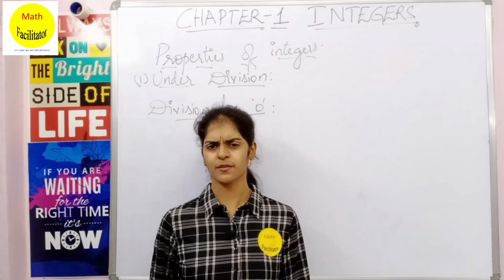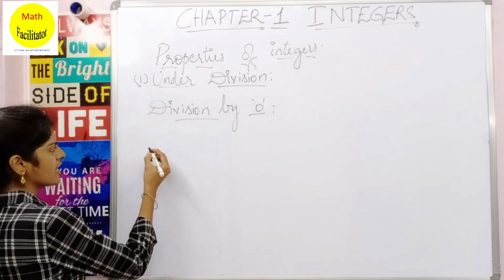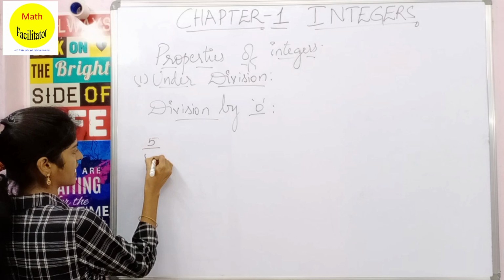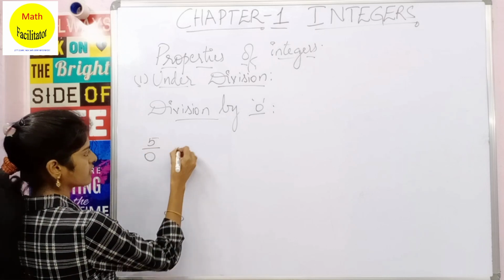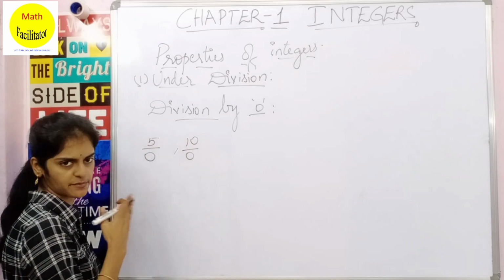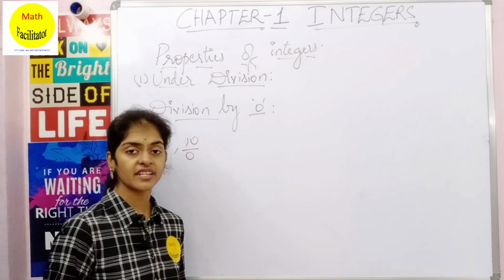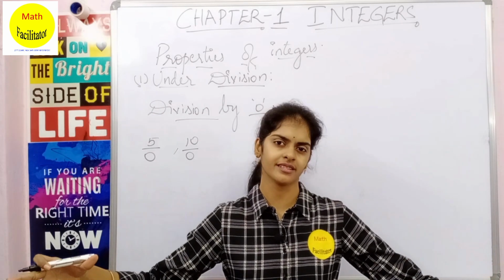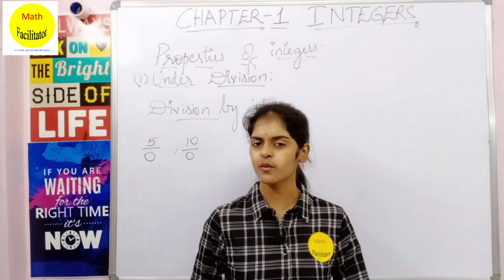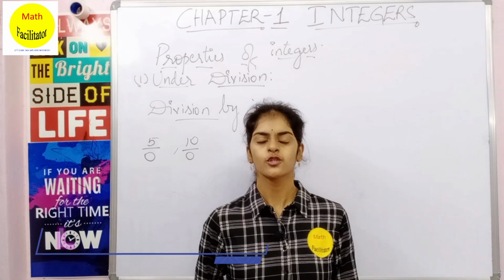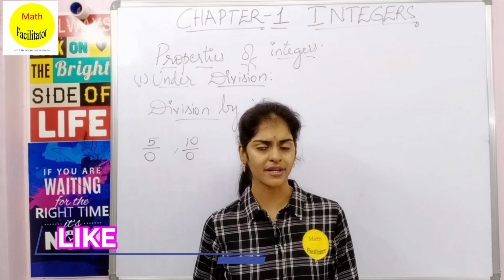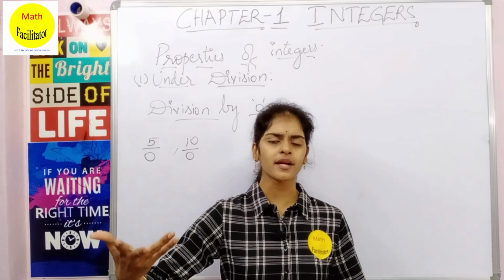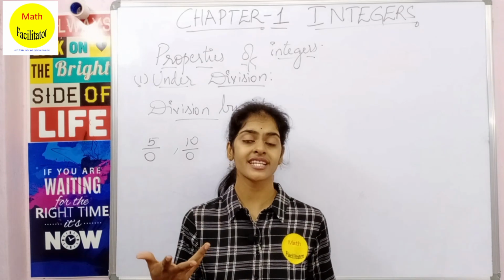Now let us talk about division by 0. If I want to divide any number by 0, suppose I want to divide 5 by 0 or 10 by 0, what does this mean? For example, if I have 5 chocolates and I want to divide them among 0 people, is there any meaning to my question? No. If there is no one to divide among, then what am I thinking about? So the question itself is meaningless.